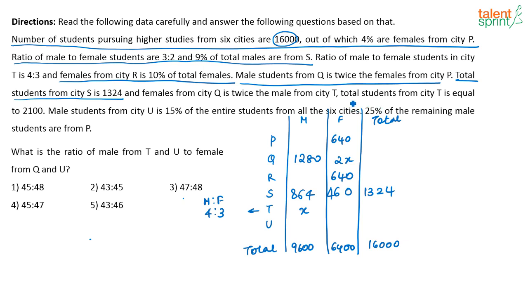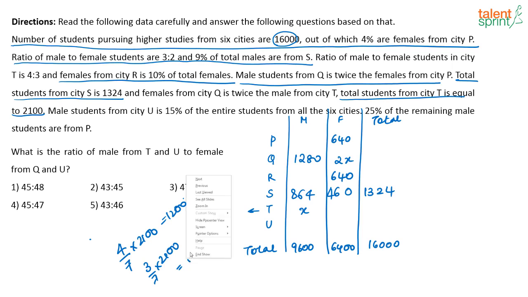Total students of city T is equal to 2100. So how many male are there and how many female are there? 4/7 of 2100 males will be there in city T and 3/7 of 2100 females will be in city T. Or I can say there will be 1200 males in city T and 900 females, correct? So I am just writing that down here.